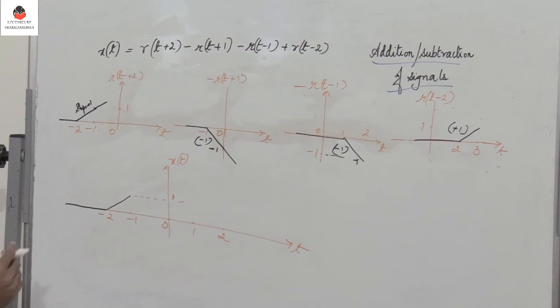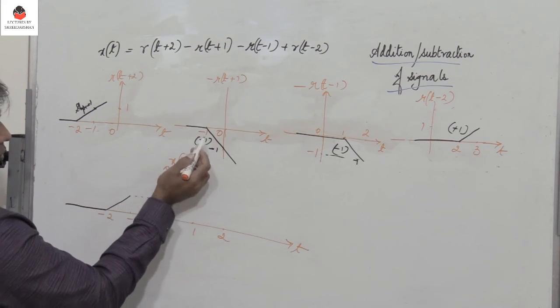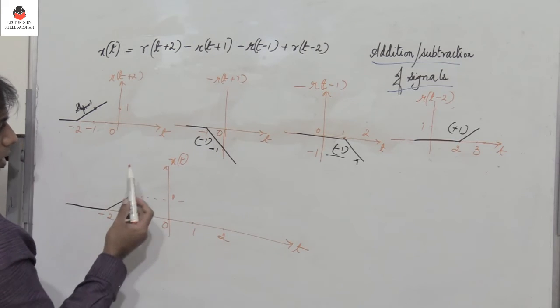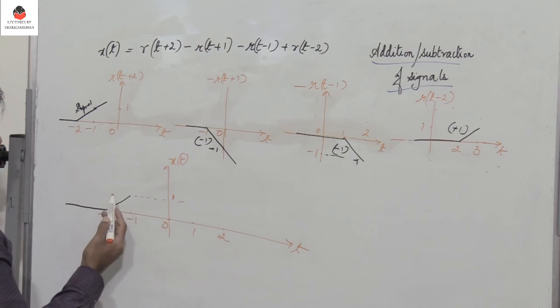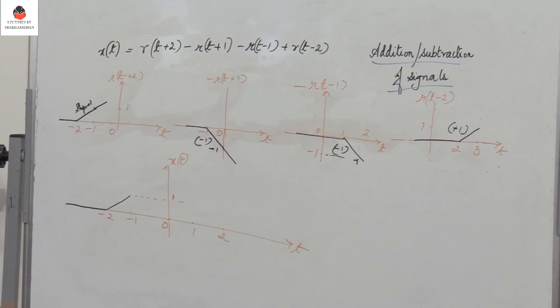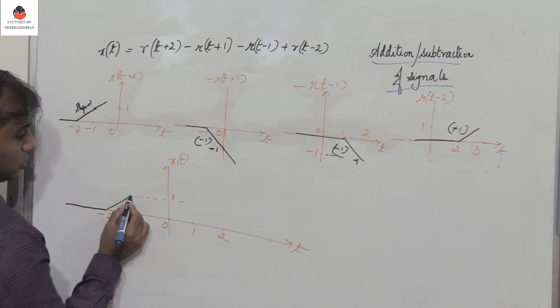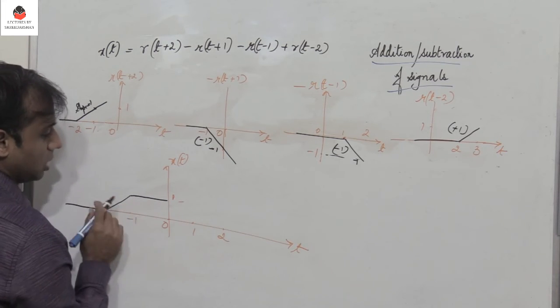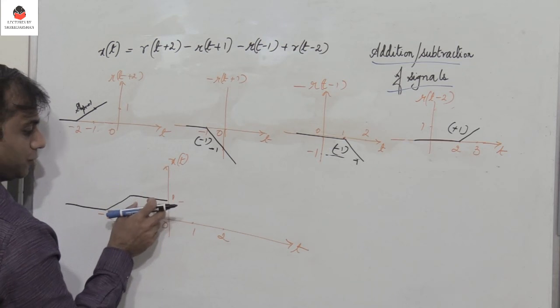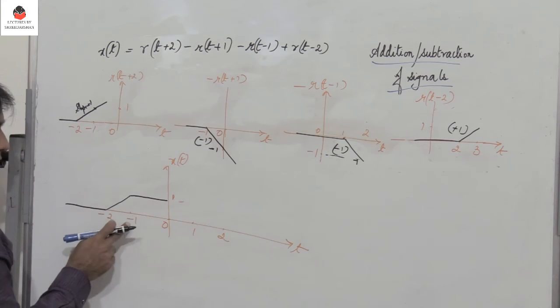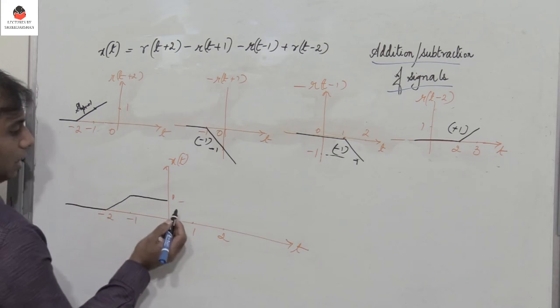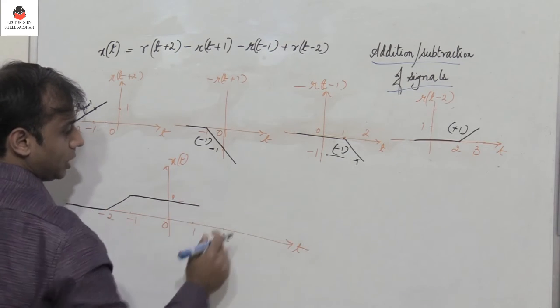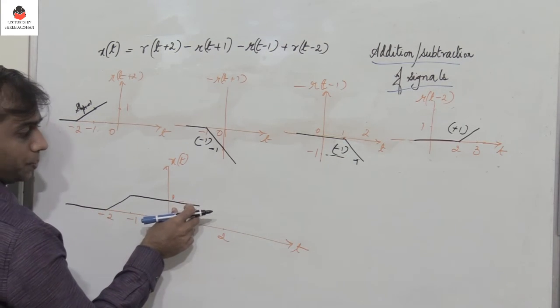Now what happens? The slope was 1. Now from t equal to -1 to 0, this signal is being added with another signal where the slope is -1. So slope +1 -1 becomes 0. So the net slope becomes 0. So t equal to -1 to 0, the slope is 0. That means the value of x of t remains constant at an amplitude 1 from t equal to -1 to 0. And this continues till t equal to 1. So here the slope is 0, right?